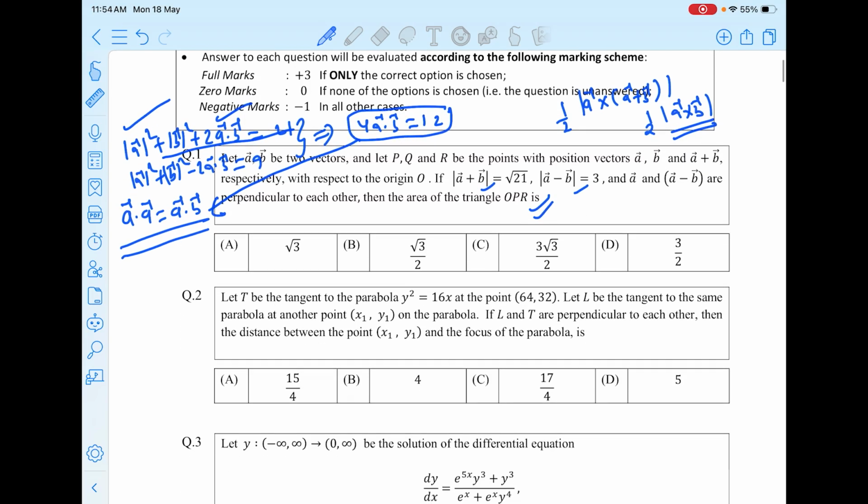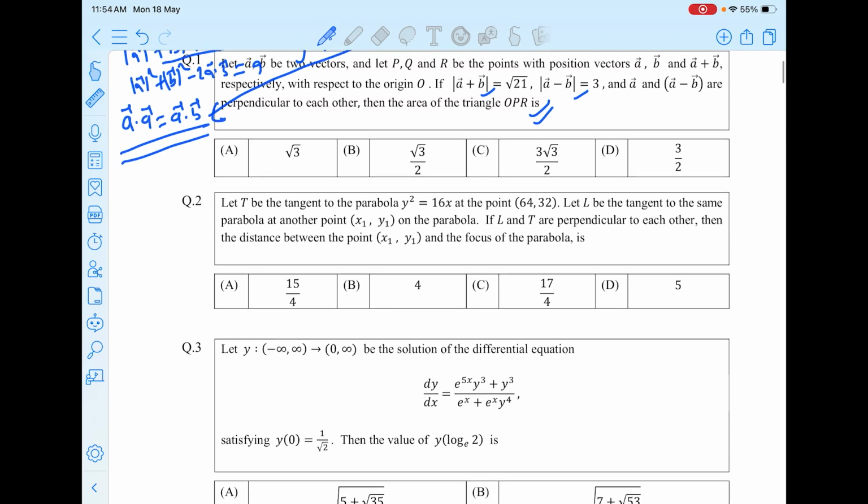Second question: let T be the tangent to the parabola y square is equal to 16x at the point 64, 32. There is a standard parabola and a point given. First calculate what T is here. I'll compare: A T square is equal to 64. From here I'll get T is equal to 4, because that will be satisfied by the y coordinate. So T is equal to 4.